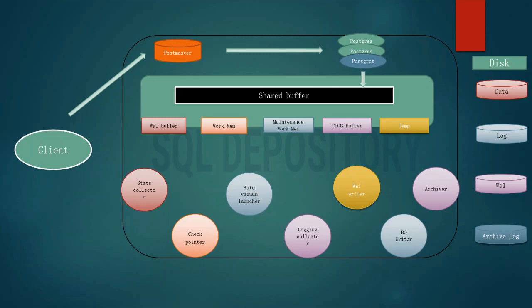And then the last process is the archiver process, which is not enabled by default. But if you enable it, then it will archive your Wal files, which is required for point-in-time recovery. So you may not enable it on the lower environments, but it is very much required in the production environment.